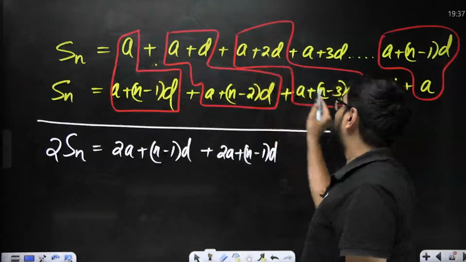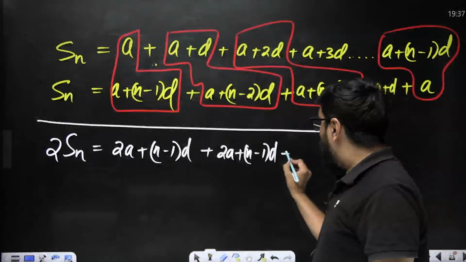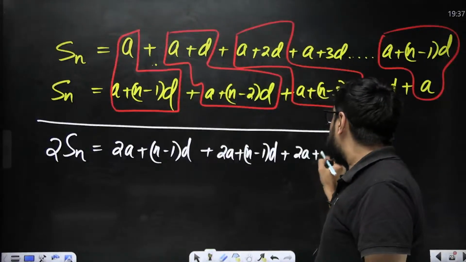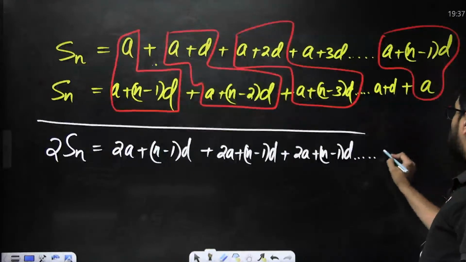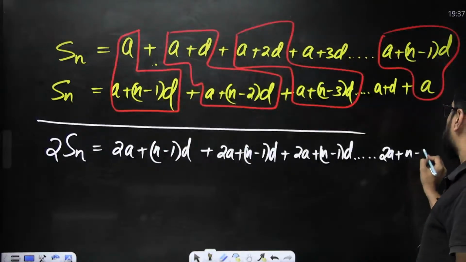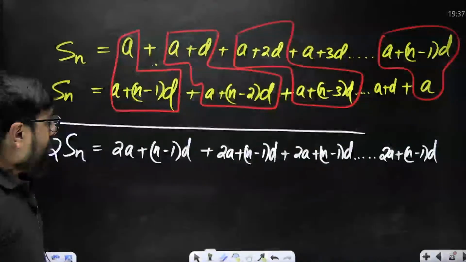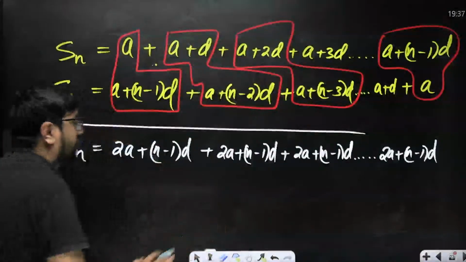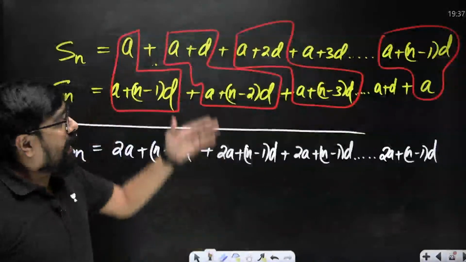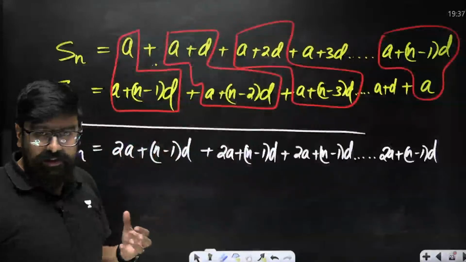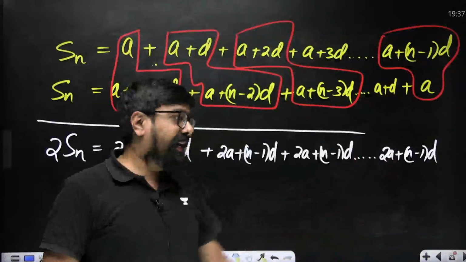What is this plus this again? A plus 2d plus a plus n minus 3 d. This will also come out as 2a plus n minus 1 into d. All these sums, in fact the last one also, are 2a plus n minus 1 into d. Magical, right? Amazing thing. So now, this is the same thing getting added to itself. How many times? We have n terms, so it is getting added to itself n times.